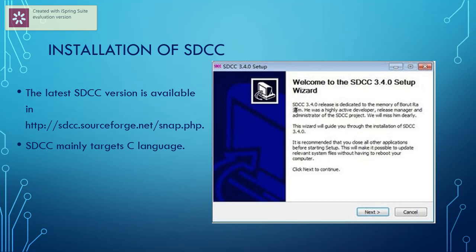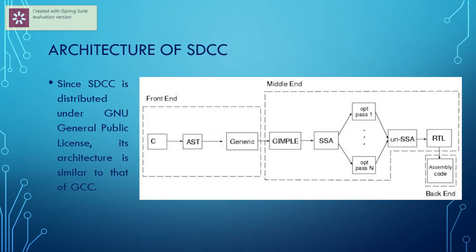SDCC can be installed from the given source code site. Once installed, the setup wizard of SDCC looks like given in the picture here. And SDCC mainly targets C language. Now, let's look about the architecture of SDCC. Since SDCC is distributed under GNU General Public License, its architecture is similar to that of GCC. The given picture is how the architecture of SDCC looks.